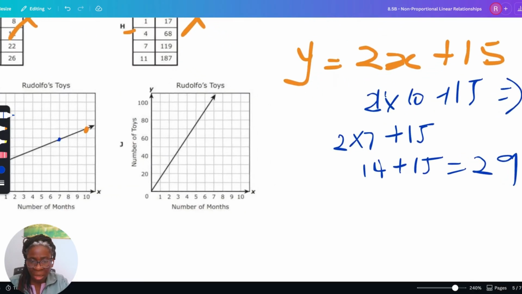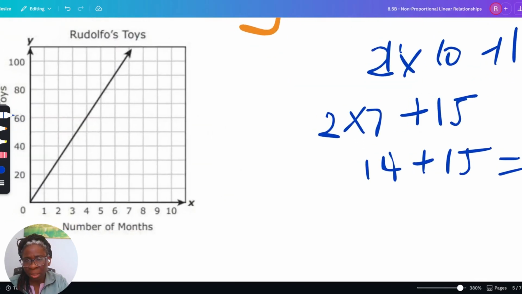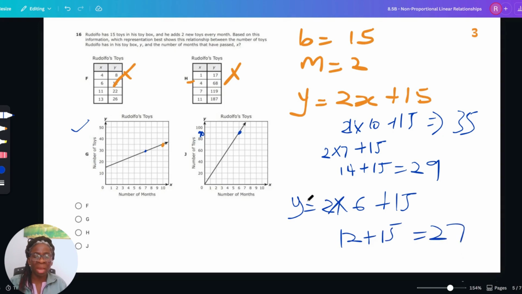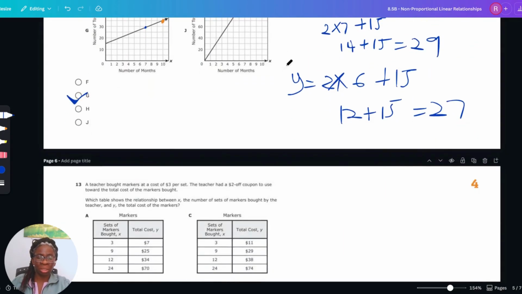J says, let's look at a point here also. Let's pick this point. It's easy to trace. So this is 90, and this is 6. So let's see if x is 6, will y be 90? So y equals 2 times 6 plus 15. 2 times 6 is 12. 12 plus 15 will be 27. So when x is 6, y should be 27. And this one says y is 90. So this is wrong also. So the correct option is G. And that is it. The correct option is G.